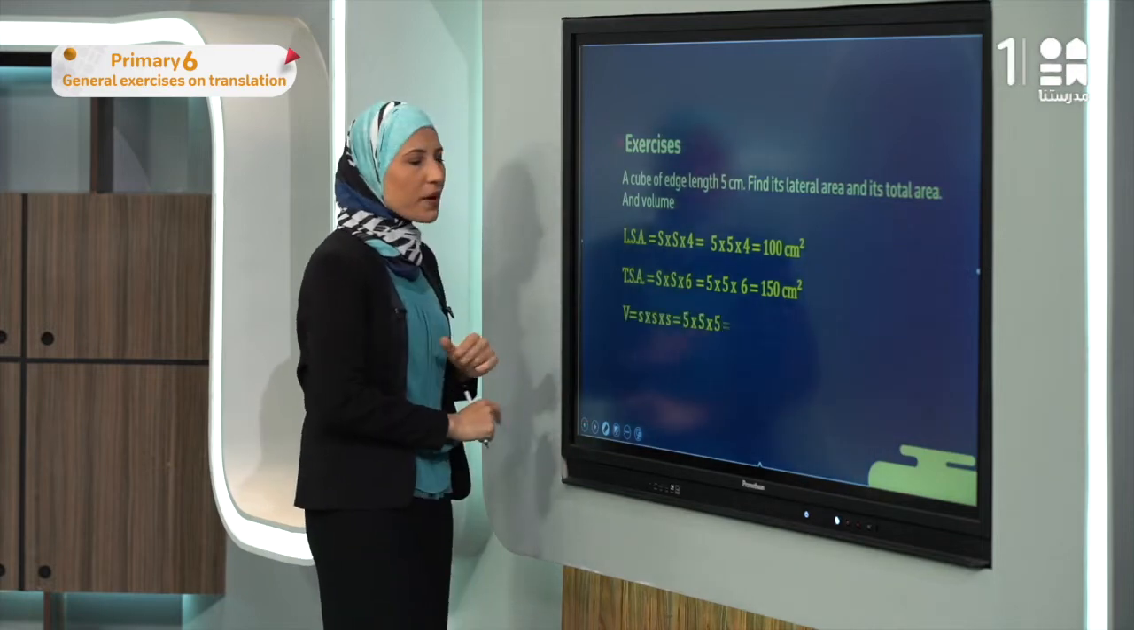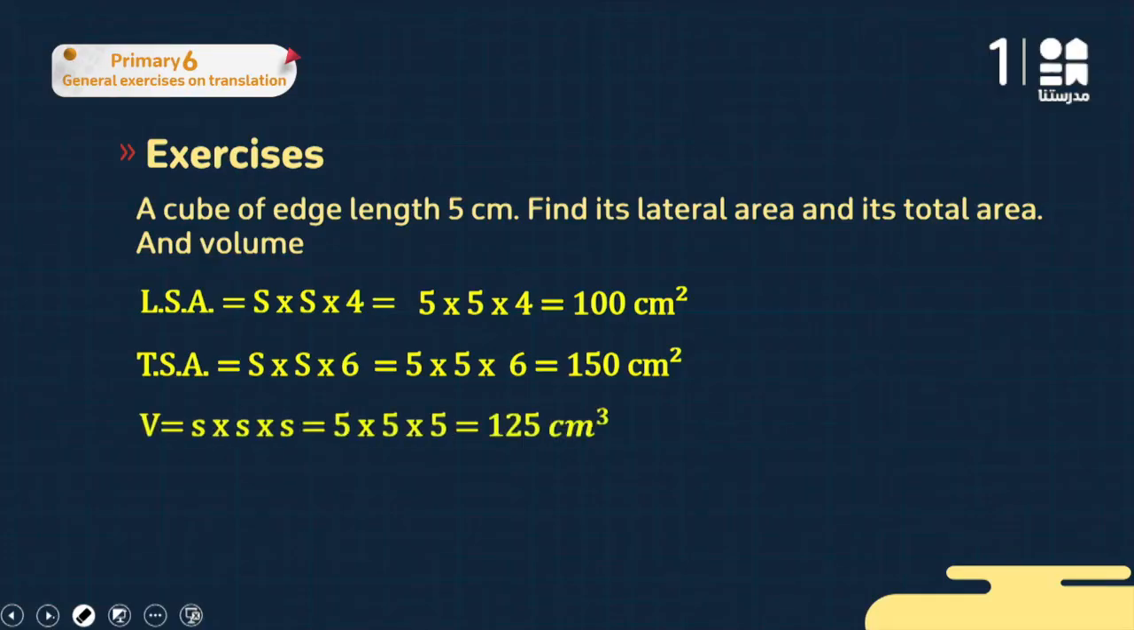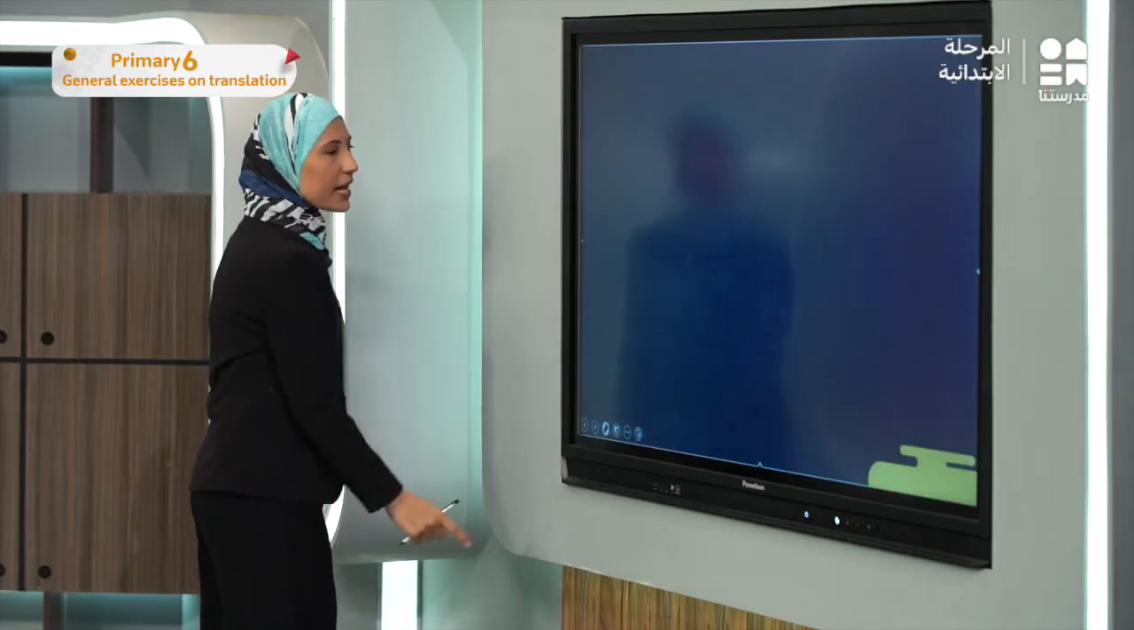Now let's remember how we were finding the volume. The volume is side times side times side. So we are going to make 5 times 5 times 5, which gives me 125 cubic centimeters. Area, centimeters squared. Volume, cubic centimeters. Let's have the second one.